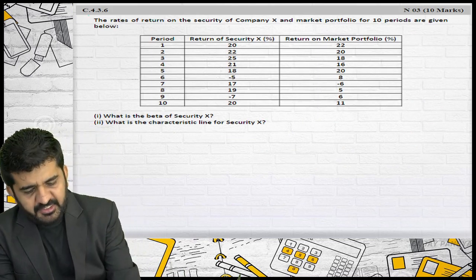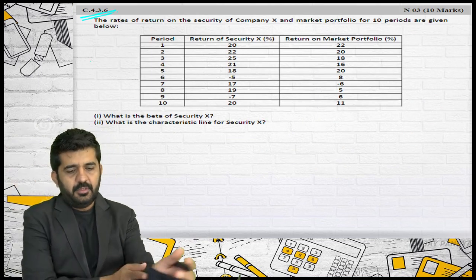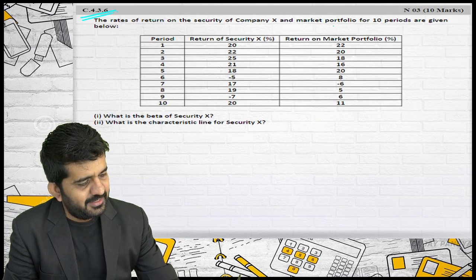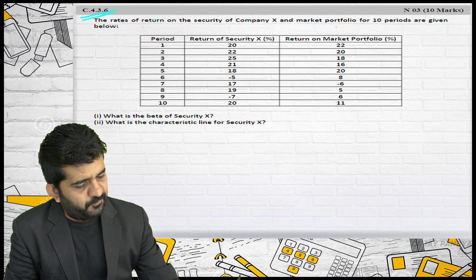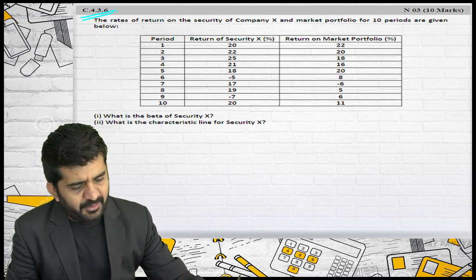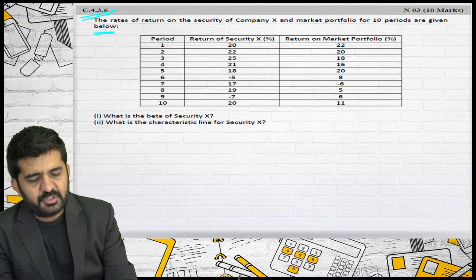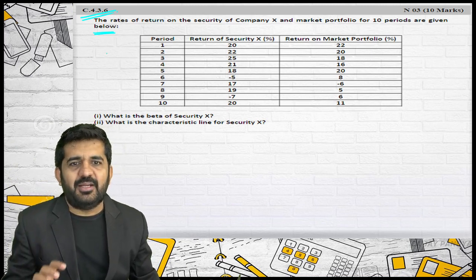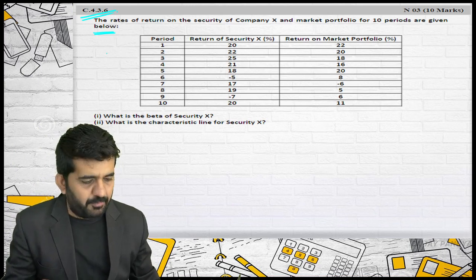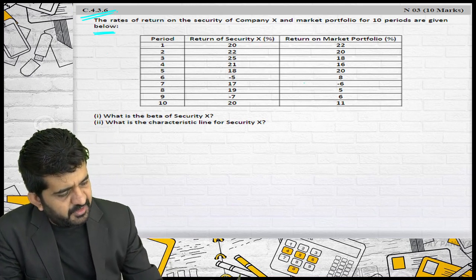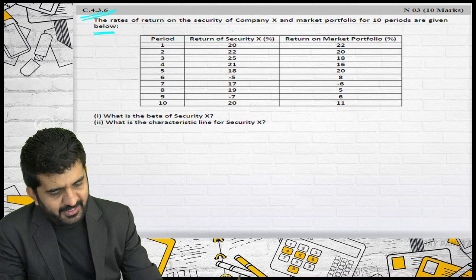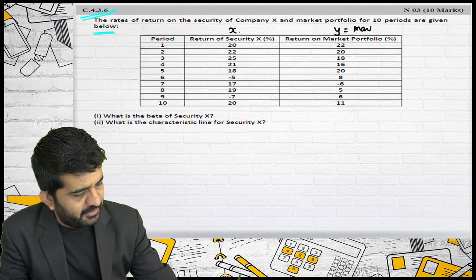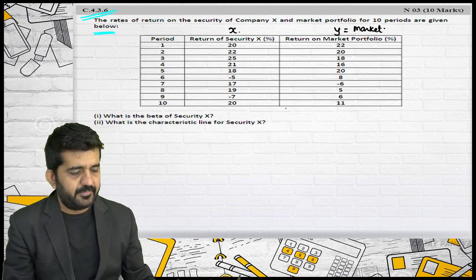Next, 4.3.6. The rate of return of security company X and market portfolio for 10 periods are given below. Believe me, this is as good as a question of foundation. So I will be writing some of the answers directly from the book. Is it all right? Return of the security X. So let me take X as a security and Y as a market. This is market portfolio.